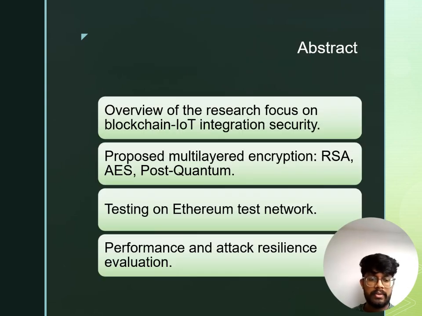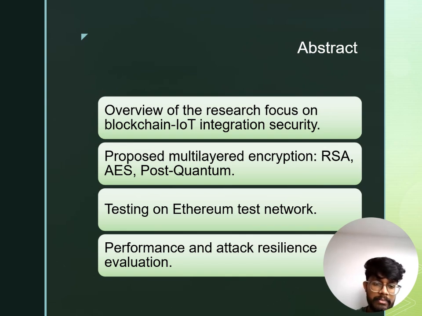Blockchain is known for decentralization and tamper resistance, but when integrated with IoT systems, data in transit is still vulnerable, particularly when single layer encryption is used. In this research, I propose a multi-layer encryption model combining asymmetric encryption for secure key exchanges, symmetric encryption for high speed data protection, and post quantum encryption for future proofing.